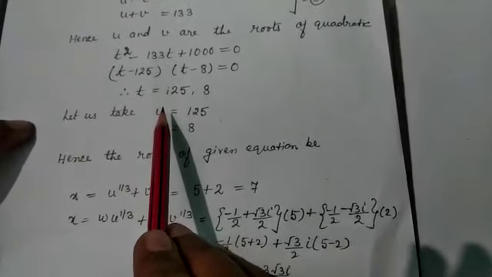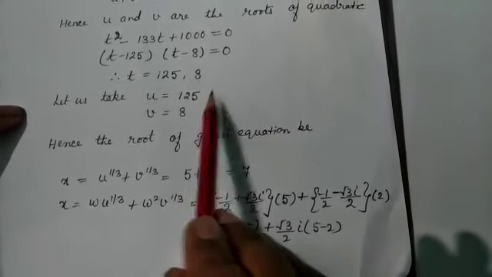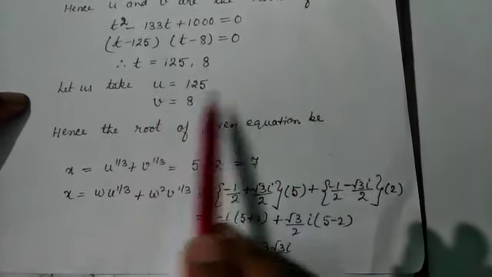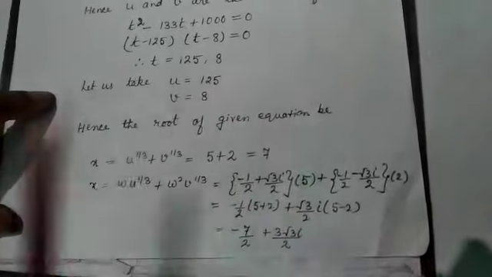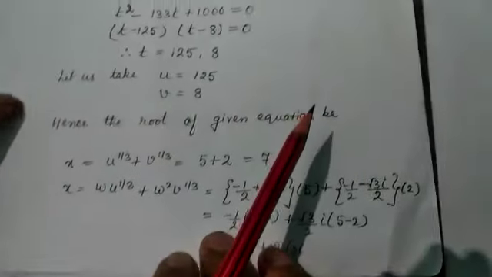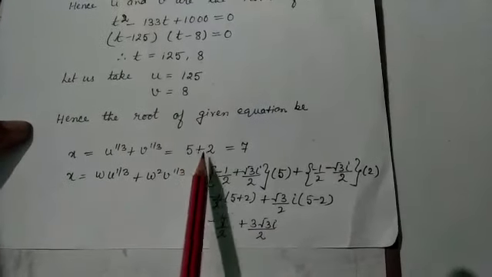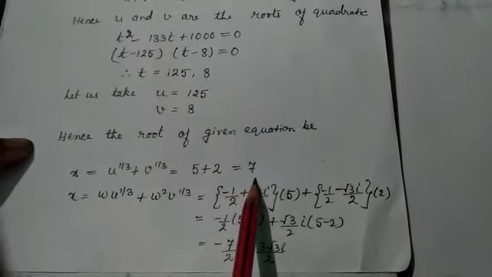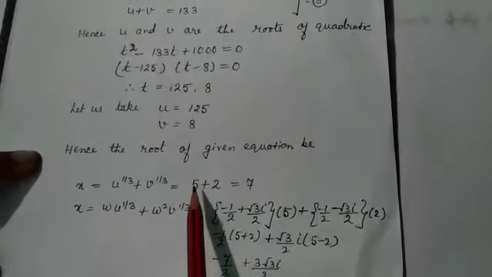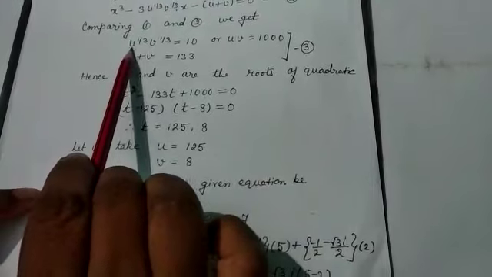So when we take the 1/3 power of this, we get 5, 5 omega, 5 omega square, and here 2, 2 omega and 2 omega square. Hence we can say the root of the given equation will be x is equal to u to the power 1 by 3 plus v to the power 1 by 3. That will be 5 plus 2, that is equal to 7. And you see, when you multiply these two, 5 into 2, you get 10. So it will satisfy equation 3.